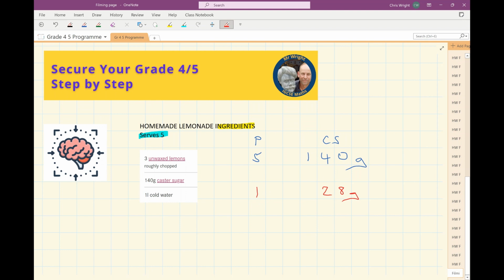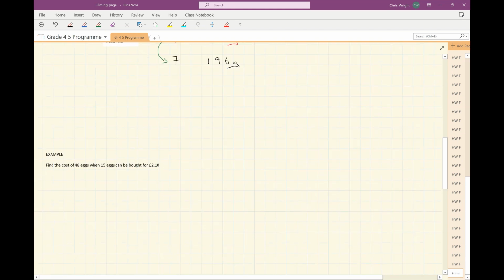And now I know how much I need for 1 person, I can multiply that by 7 to work out how much sugar I'll need for 7 people. 28 multiplied by 7, 196 grams. So that's how much sugar I'd need for 7 people. And you can see that I've divided to find out how much I needed for 1 person and then multiplied to get how much caster sugar I needed for 7 people. Have a look at this example here.